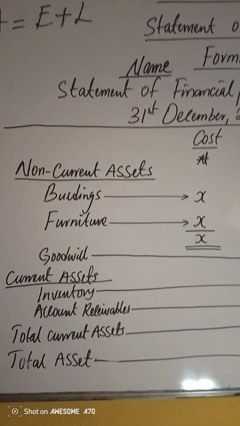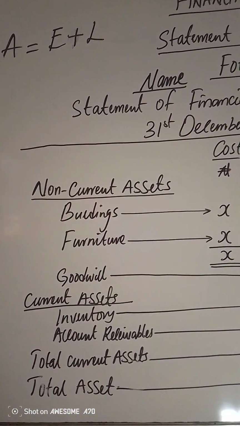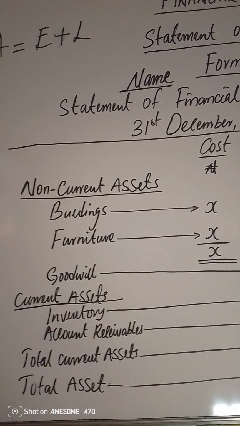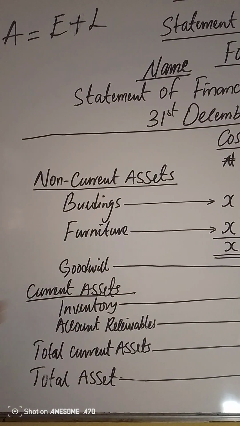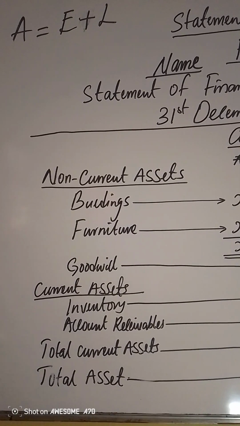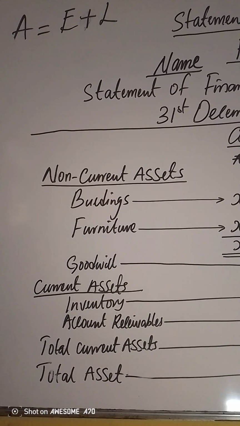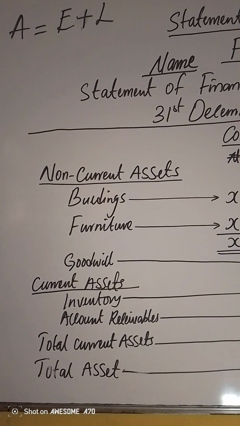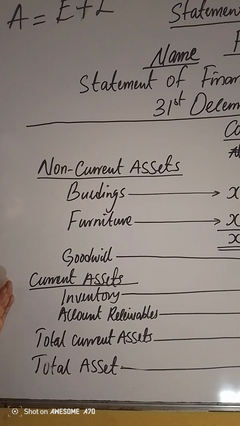Next, you go to the current assets. Current assets come after the non-current assets. Mind you, all these headings must be underlined. This is what learners find difficult. The headings are very, very important. After non-current assets, you get the current assets.